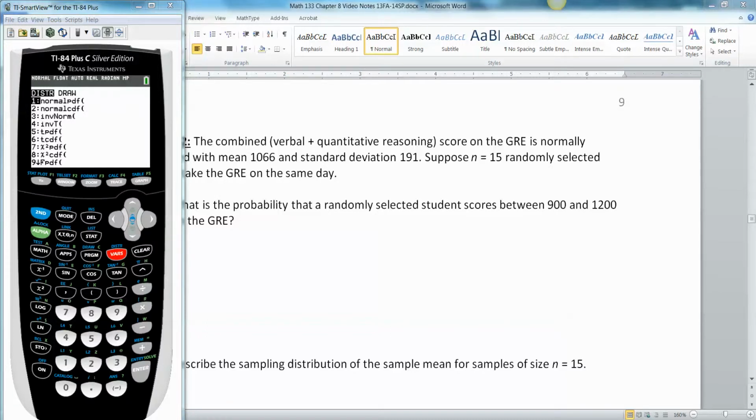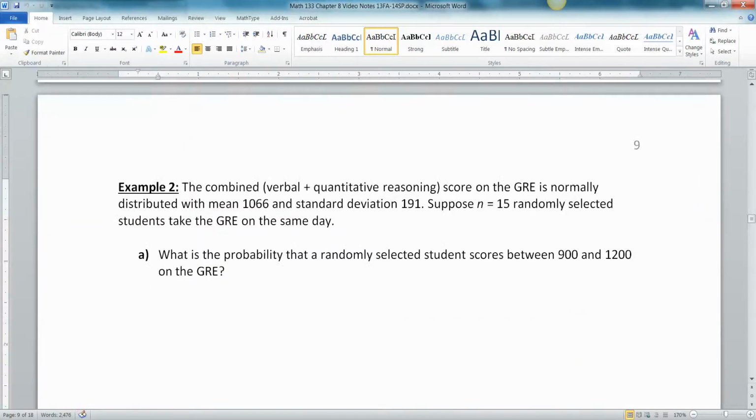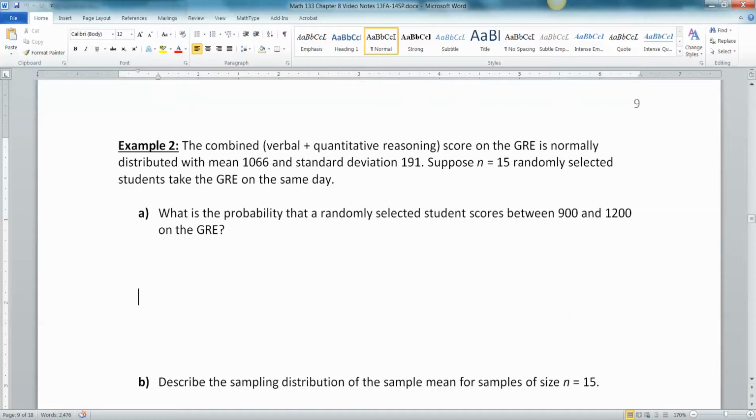Hello there everybody, it's Alana Tucky, and I want to show you how to use your calculator to do some of these problems from Chapter 8 involving the sampling distribution of the sample mean. So here we have the notes from 8.1. You can see that a combined GRE score is normally distributed with a mean of 1066 and a standard deviation of 191. Suppose that n equals 15 randomly selected students take the GRE on the same day.